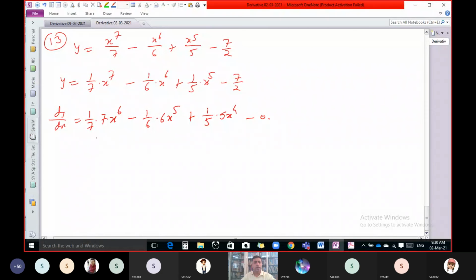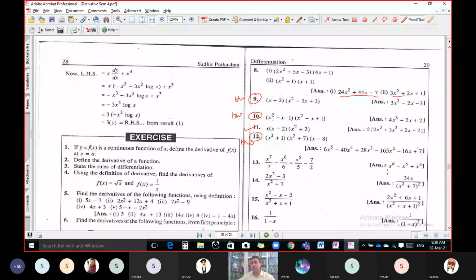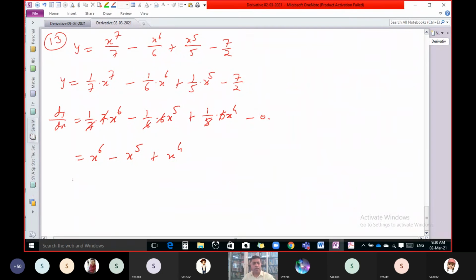0. Now you can cancel this 7. So we get x raised to 6 minus, cancel this 6, so we get x raised to 5 plus, cancel this 5, we get x raised to 4. And that is our final answer: x raised to 6 minus x raised to 5 plus x raised to 4. Let us do this question number 14.